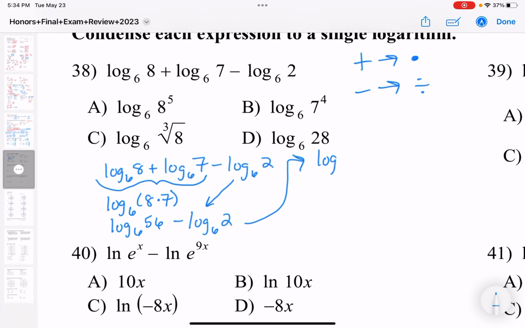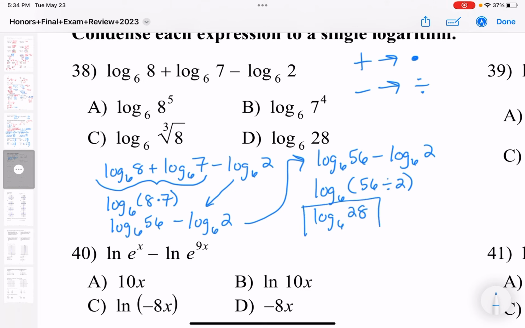So I've got log 6, 56 minus log 6 of 2. The minus, remember, turns into division. So this is log 6 of 56 divided by 2. All right, and then 56 divided by 2 is 28. So log 6, 28.